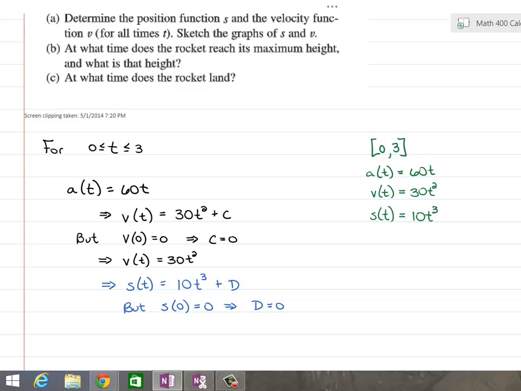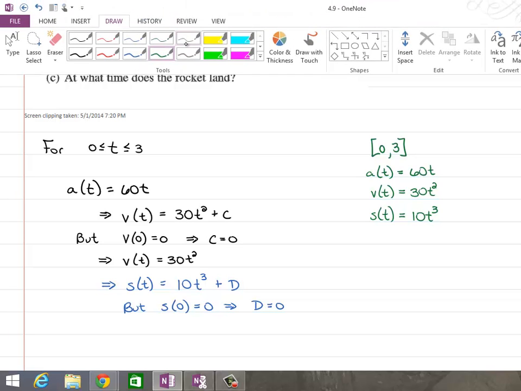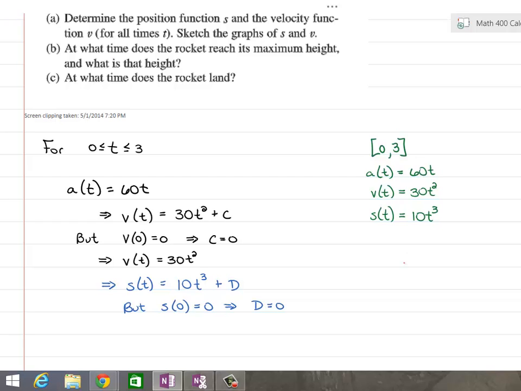Okay. Now, as I was going through and trying to figure out the best way to do this, one thing I wanted to note is that it's going to be important for us to note the velocities and positions, I should say, at time 3. So the velocity at time 3 is going to be 3 squared, which is 9, times 30, which is 270. That, by the way, is in feet per second. And the position at time 3 is going to be 270 feet, actually.